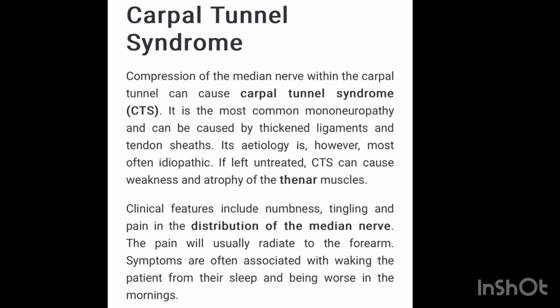Also, when you wake them from sleep, what happens? They will be feeling this pain, especially in the morning. So you wake them from sleep, they jerk up, and they feel that pain, and the pain gets worse in the morning. So these are the clinical presentations you see. You know that this patient has carpal tunnel syndrome. When you wake them up from sleep, they will feel pain, usually worse in the morning. It will radiate to the forearm. There will be numbness and tingling in the areas of the forearm and that part of the wrist.